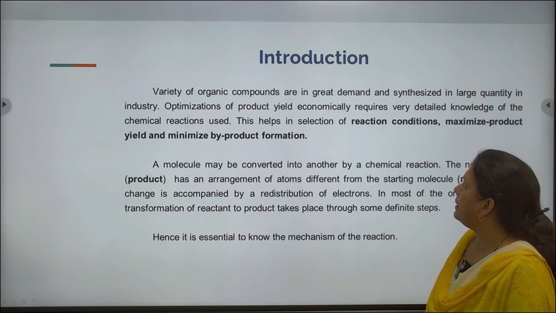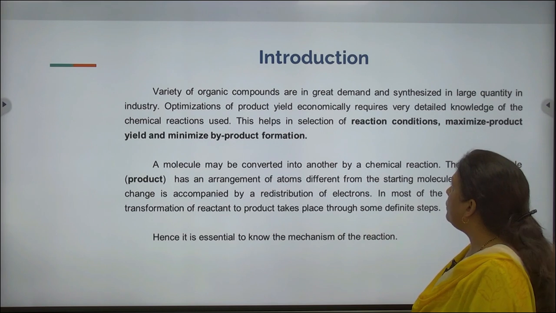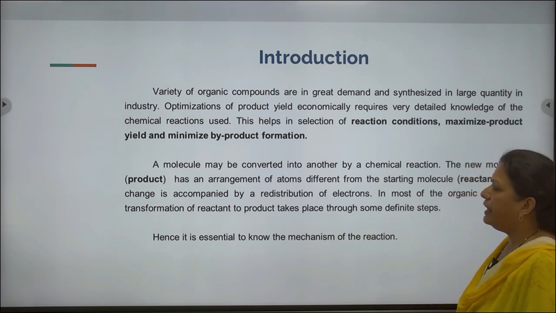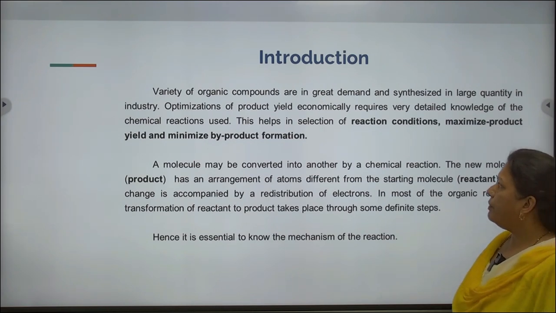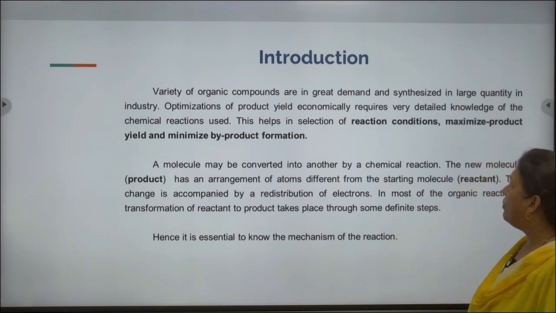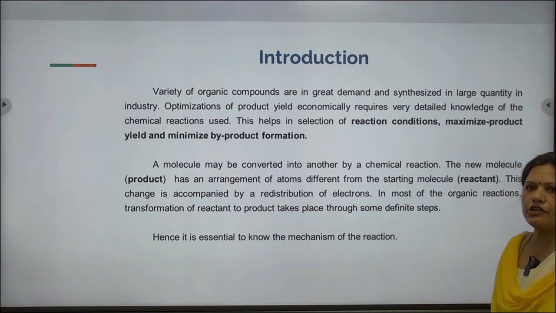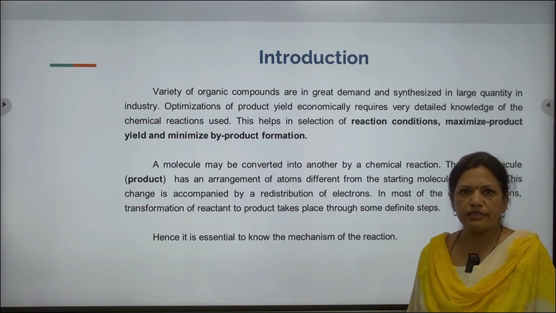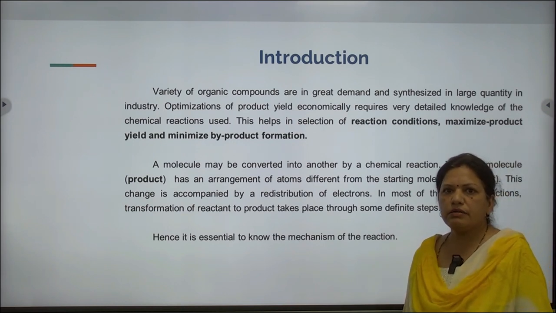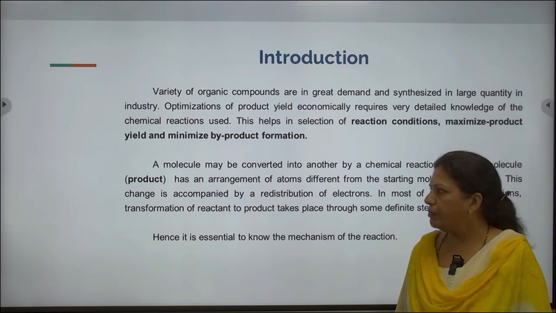Now we will be starting with Module 1, introduction. A variety of organic compounds are in great demand and synthesized in large quantity in industry. Optimization of product yield economically requires very detailed knowledge of the chemical reaction used. This helps in selection of reaction conditions, maximizing product yields and minimizing byproduct formation.